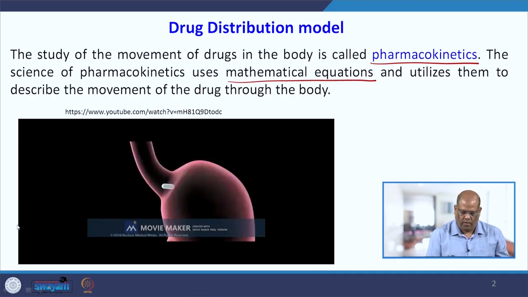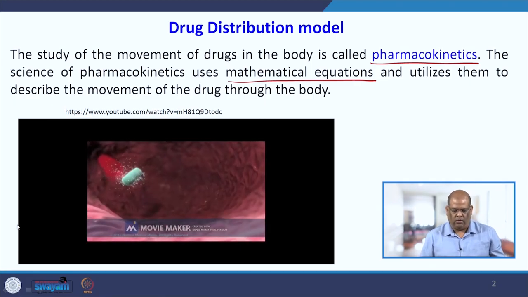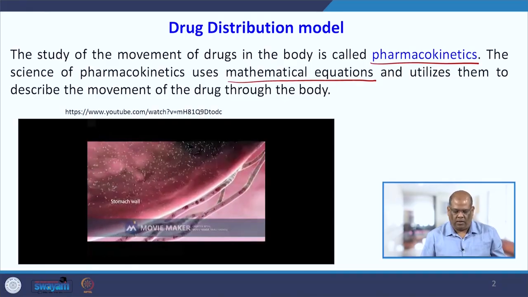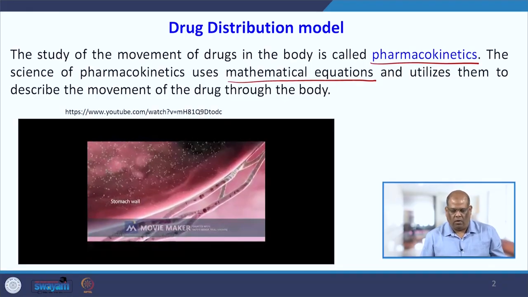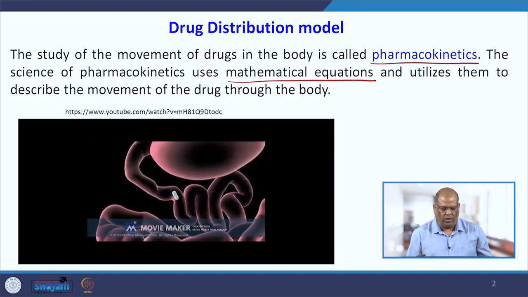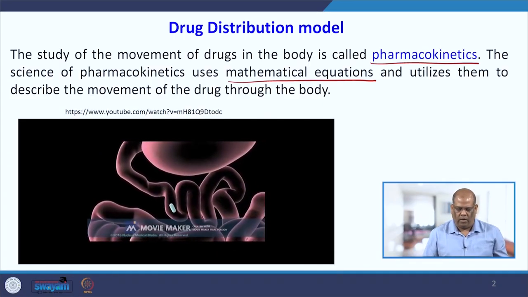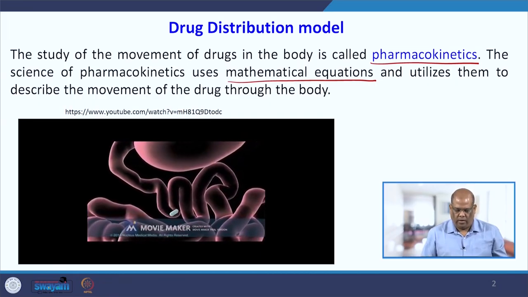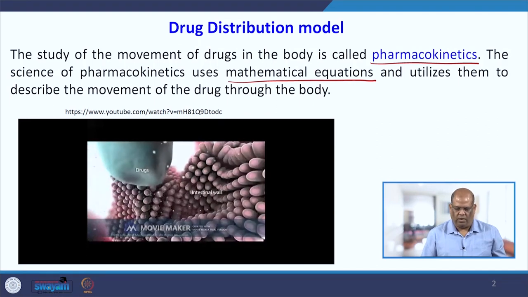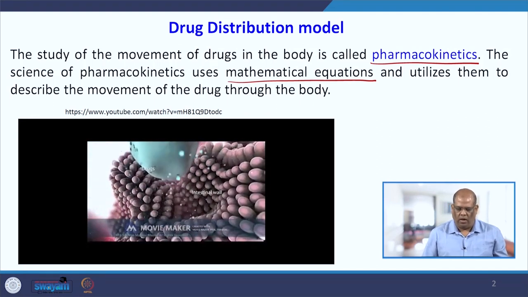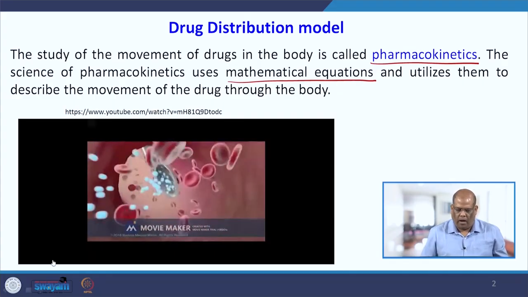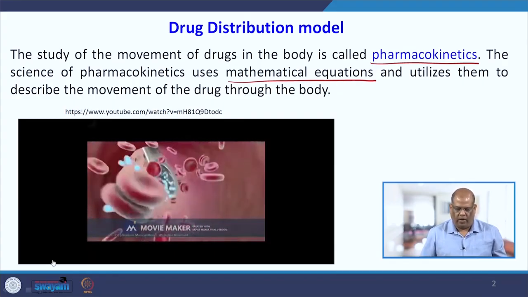Once a drug enters your body, it dissolves and passes through certain membranes, especially in the stomach, or otherwise, if it doesn't dissolve, it goes directly to the intestine. In the intestine, it starts dissolving, passes through the intestinal wall, and then ultimately comes to the liver. And from there, the drugs are distributed.